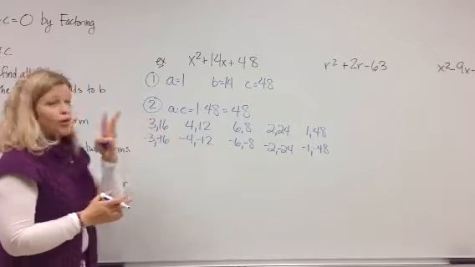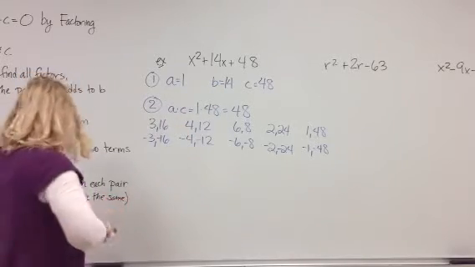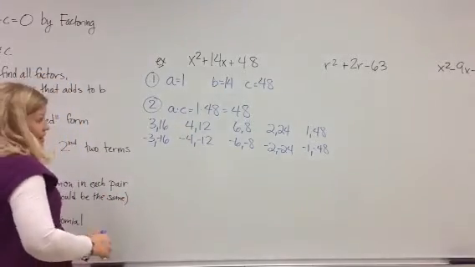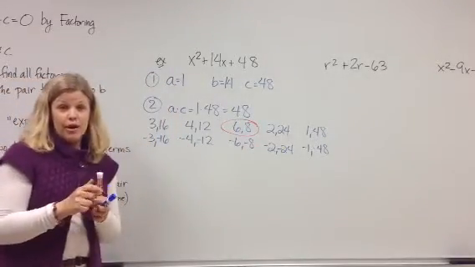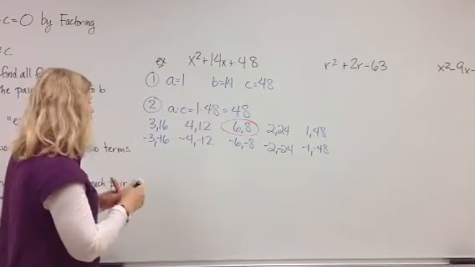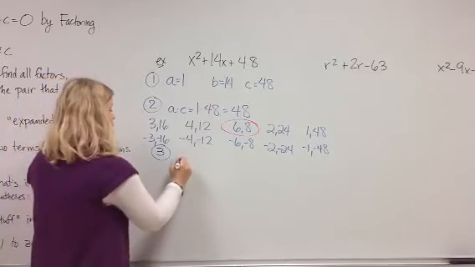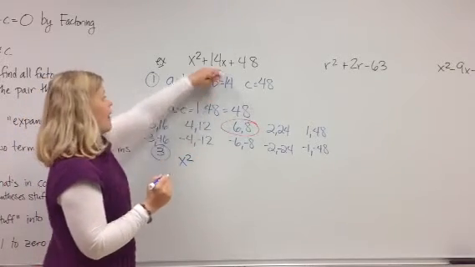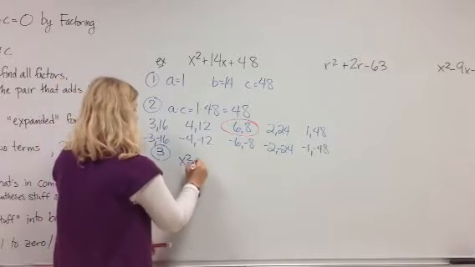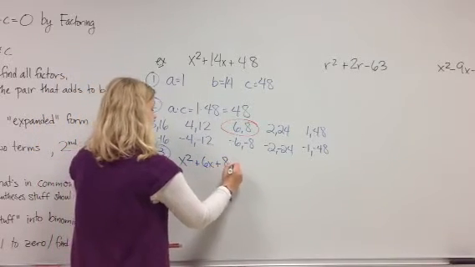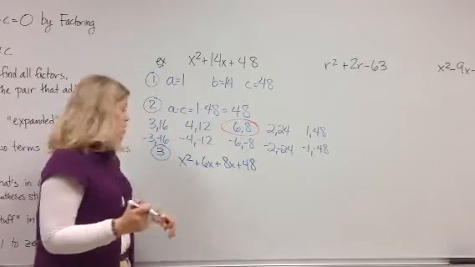So which of these, when we add them together, will give me 14? I wonder if some of you sitting out there watching this figured out 6 and 8 right away. If you did, great. Now, here's where we talk about the expanded form. We're going to write x squared, but instead of writing 14x, we're going to break it up into 6 and 8. So 6x plus 8x plus 48. See? So we expanded it. That's what I'm talking about.